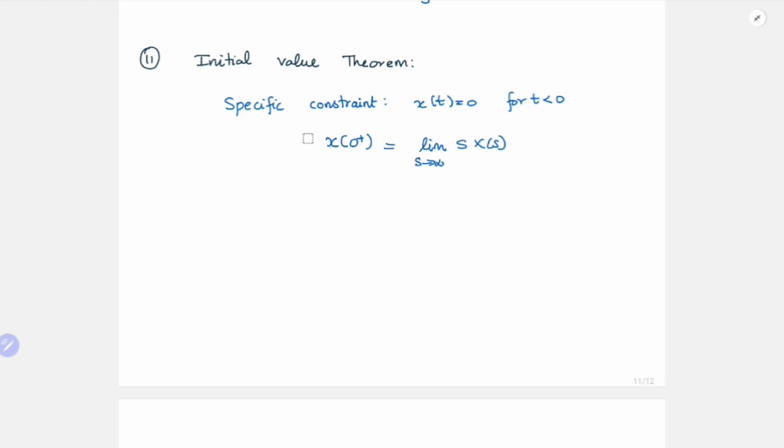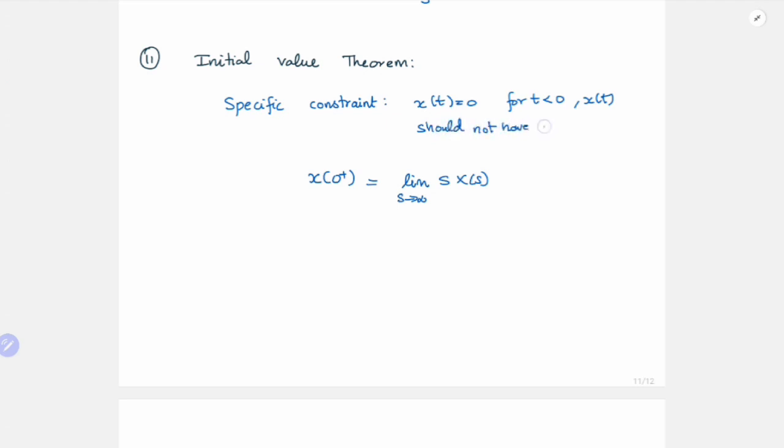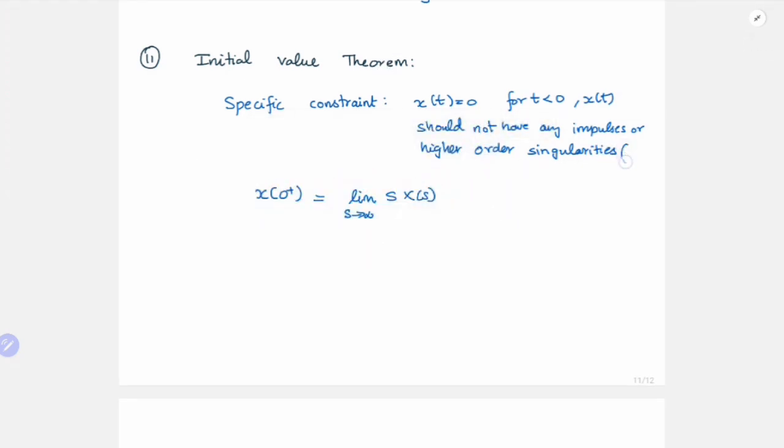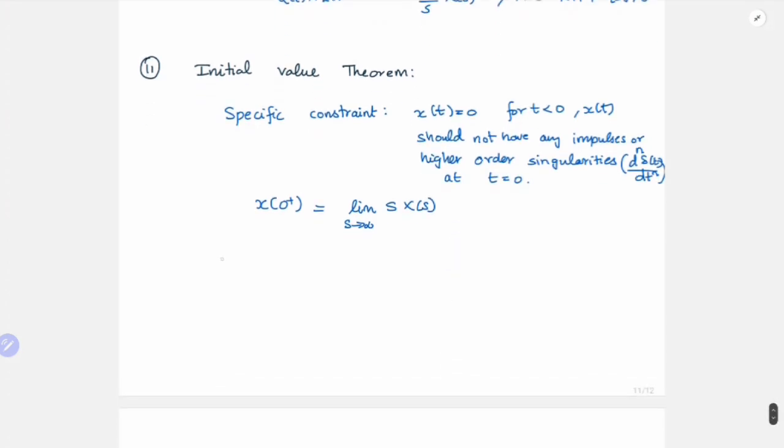Again, some other constraints are there, which is that x of t should not have any impulses or higher order singularities. Higher order singularity means something like d delta of t by dt, something like this, at t equal to 0, at the origin basically. In that case, this is valid. So let us actually see the proof of this.